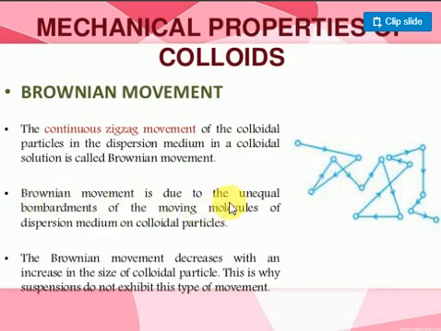Brownian movement is due to the unequal bombardment of the colloidal particles by the molecules of the dispersion medium. The particles always collide with each other because different charges are there. The Brownian movement decreases with an increase in the size of the particles. When the particle size increases, the charge repulsion cannot make these particles move, so the particle cannot move.